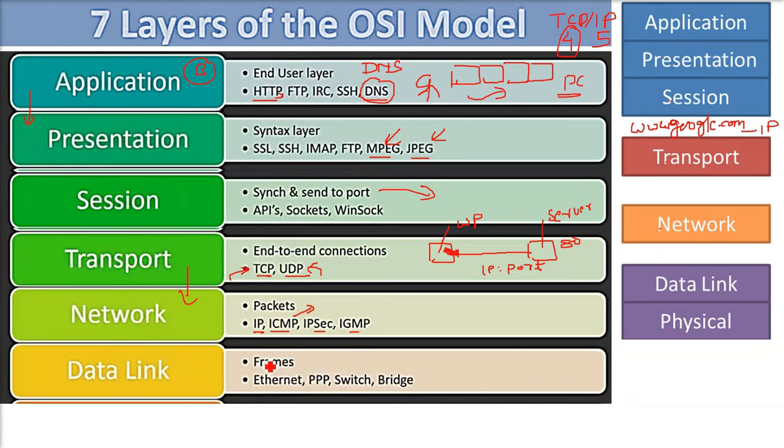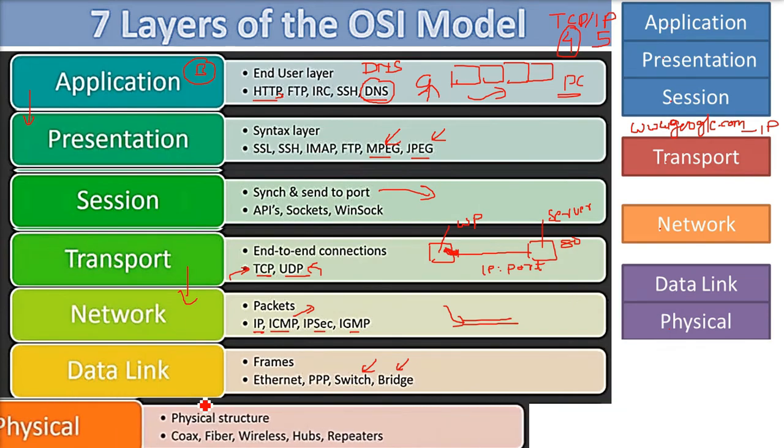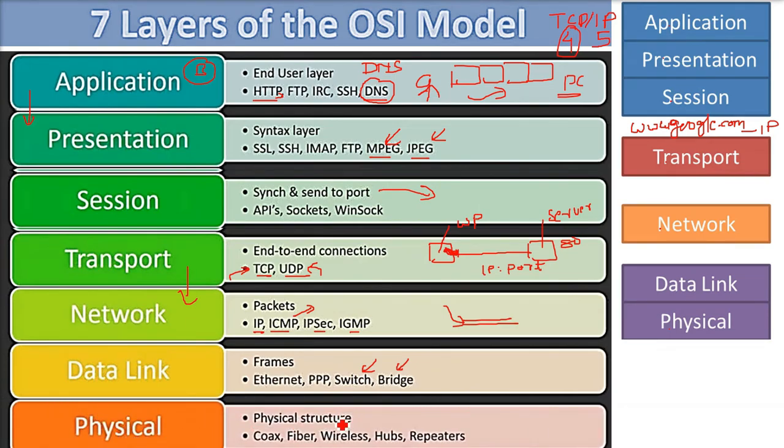Now coming to the data link layer. Here these packets will be converted into frames. Ethernet, PPP, switch, bridge, all these devices work here in the data link layer. This is the penultimate layer, because the physical layer is the actual layer where the bits will be transferred. So coaxial cable, fiber, wireless, hubs, repeaters, all are there in the physical layer. Actual bit transfer is taking place at the physical layer.